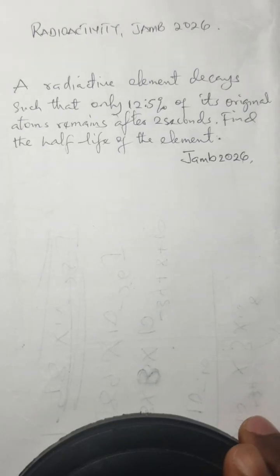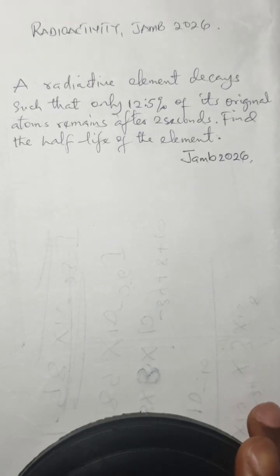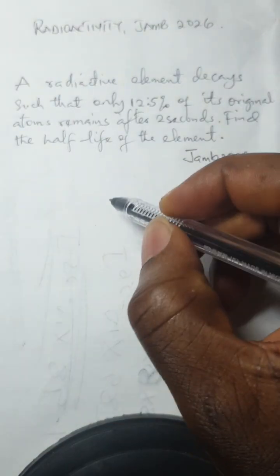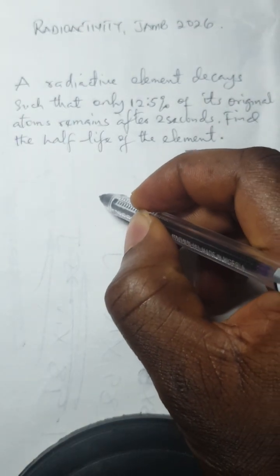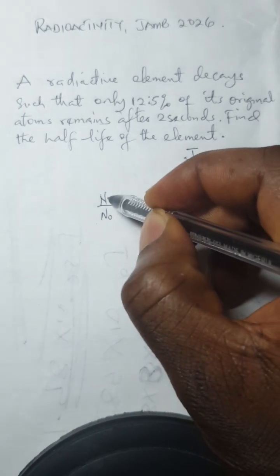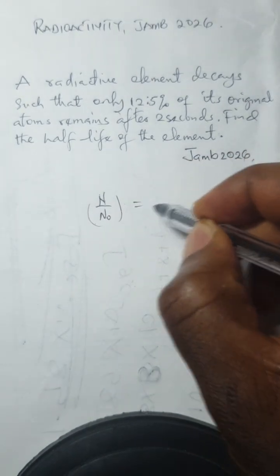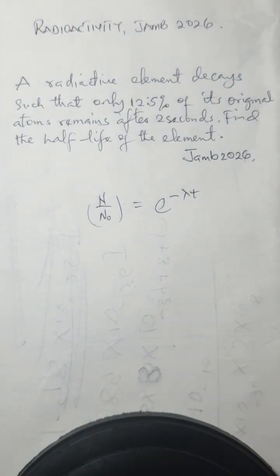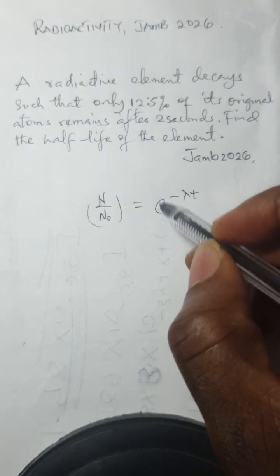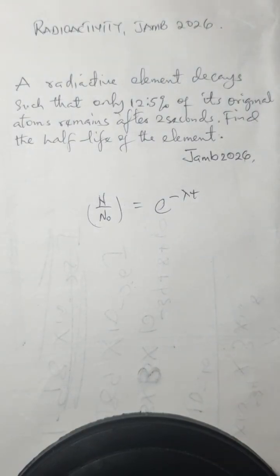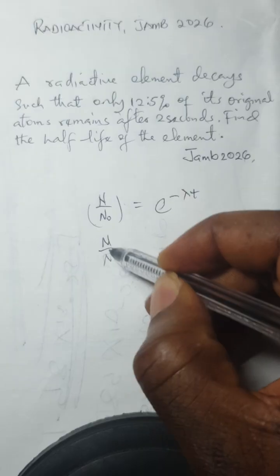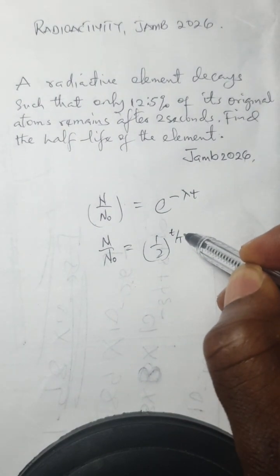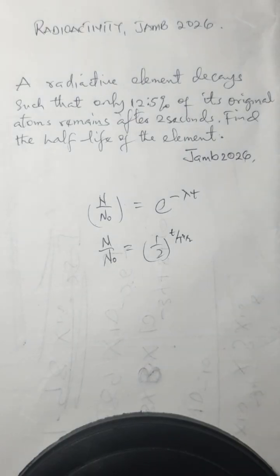So in that class, I showed us how to solve questions like this without using the exponential function. Let's do the same here. So what should we do? We know our formula usually is N over N naught, which is the sample remaining over the original sample, equals e to the power of minus decay constant times time taken. But we are not going to be using this formula because we don't have the exponential function in the JAMB calculator. So I said we should change the formula into N over N naught equals 1 over 2 raised to power t over t half. We are looking for half-life, so this formula should work for us.